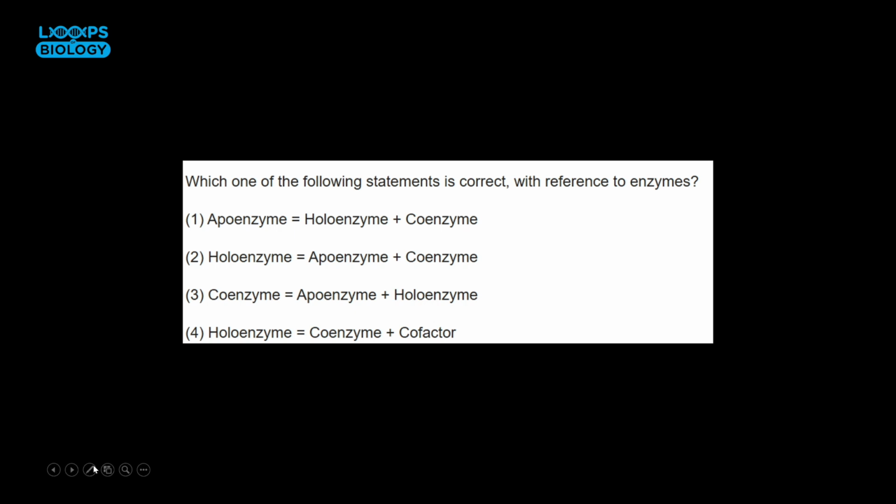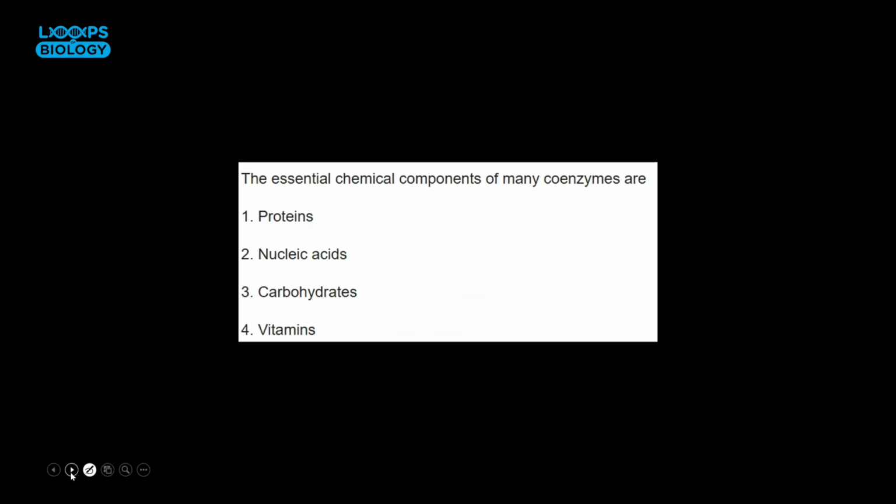So let's see what the questions are. The questions from enzymes are quite interesting, and you have to be well versed with this topic to solve this particular type of question. Which one of the following statements is correct with reference to enzyme? Holoenzyme is apoenzyme plus coenzyme. This is my correct answer.